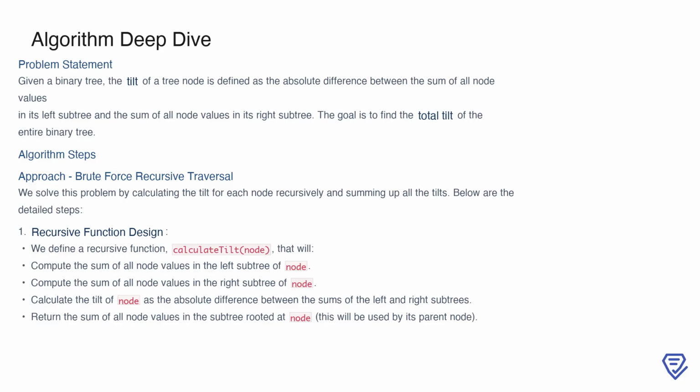The brute force solution involves a recursive traversal of the tree. The key idea is to define a helper function, calculate tilt, that will handle the heavy lifting. This function will compute the sum of all node values in the left and right subtrees, calculate the tilt for the current node, and then return the total sum of values in the subtree rooted at the current node.